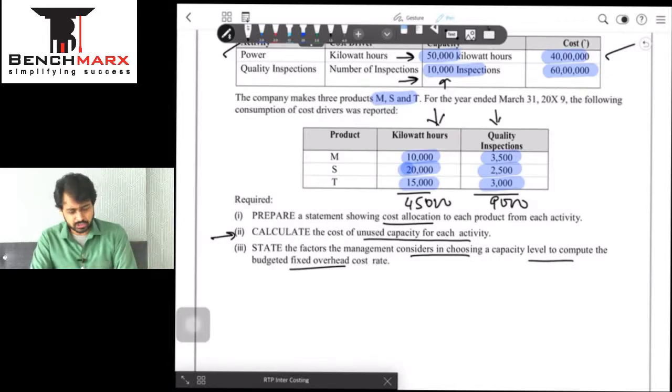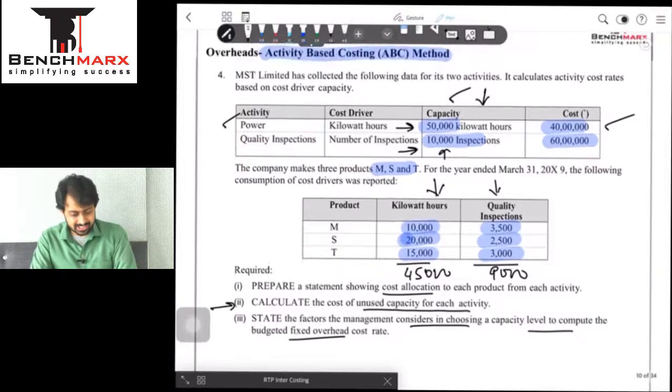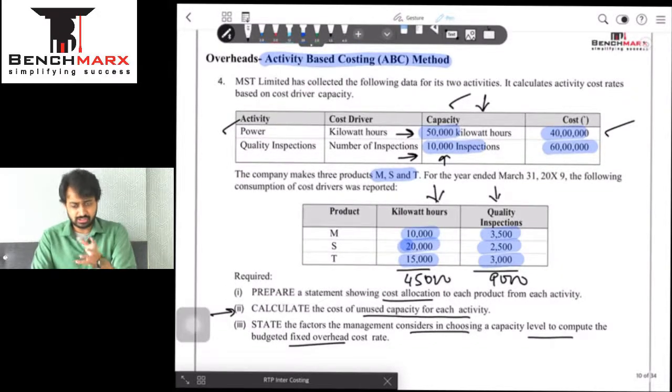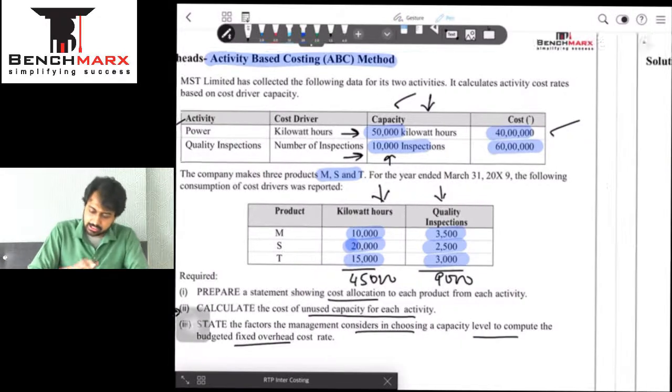So it is a quite simple question. Do not invest time on this question on the last day, because we just have to allocate the cost and multiply into respective cost drivers, and whatever cost drivers are not allocated to products, that is my unused capacity cost, and that's it. Right. So without any working notes, I can directly discuss the solution.